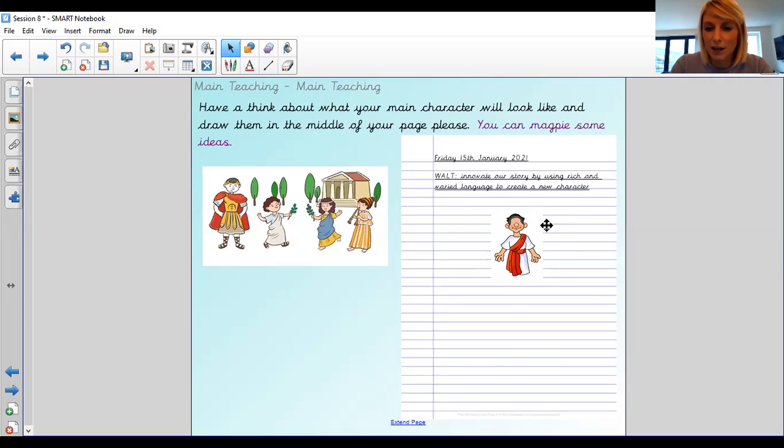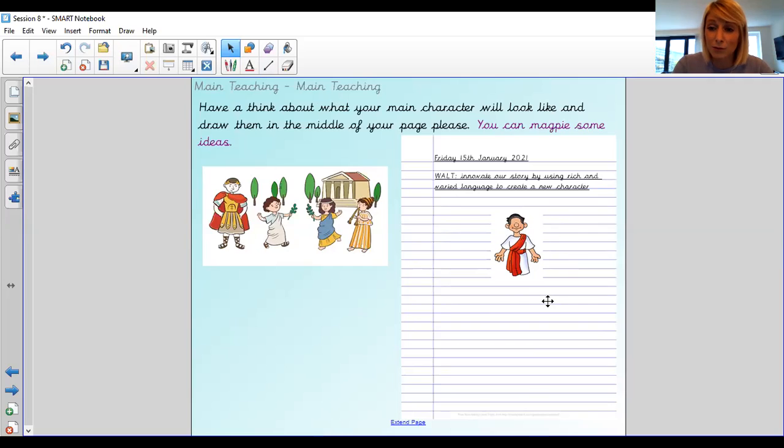Now I've chosen a sort of adult male character here. He's dressed in some clothes appropriate to the time and place that he lives. So like we said earlier, think about what your character's wearing and put him, or her, in the middle of the page so that you can then add description around your character.